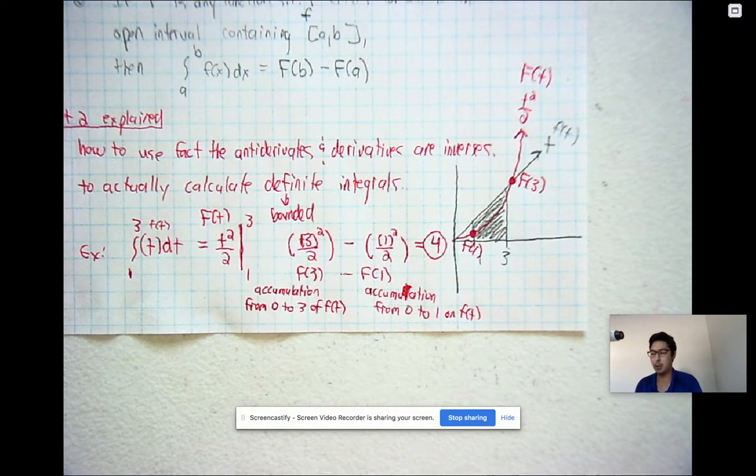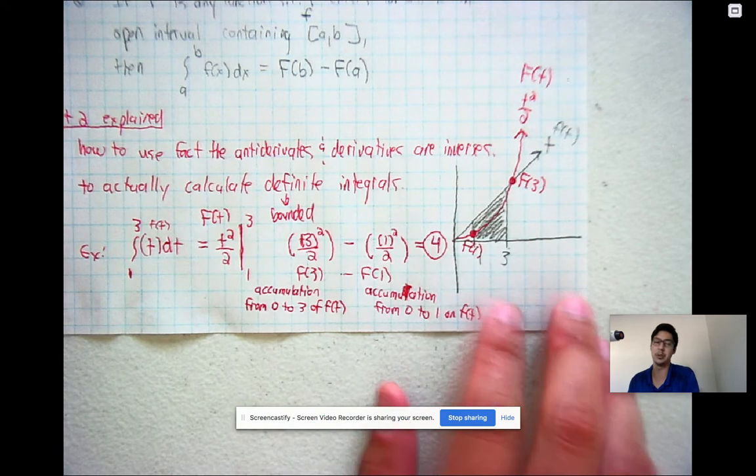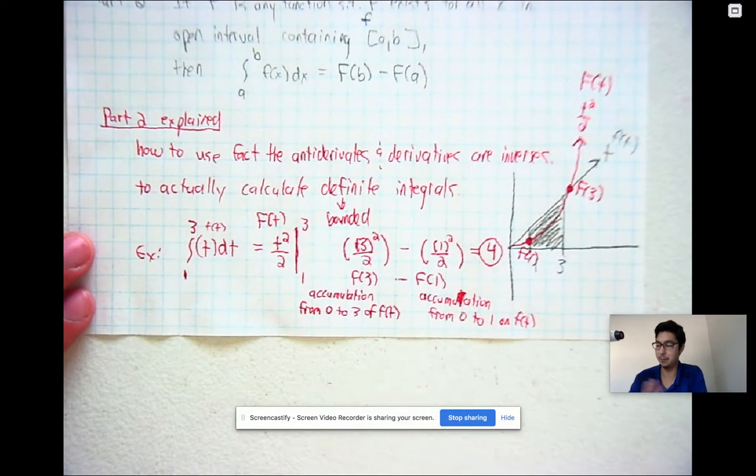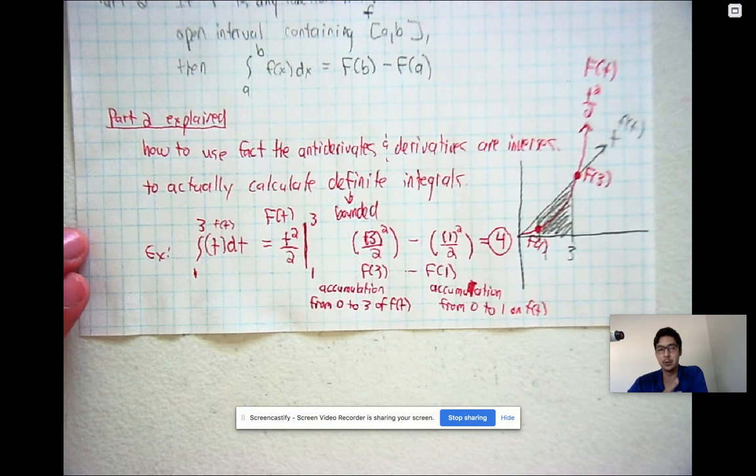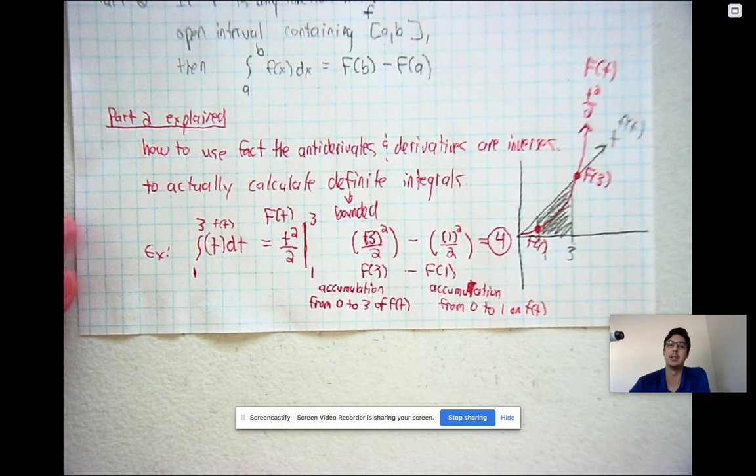If you have any questions, if there's anything in here I probably left you on, I know you have to work through some yourself to understand it, but very, very big idea: part 1 is derivatives and integrals are inverses of each other. Part 2 is really how we use it to calculate definite integrals.